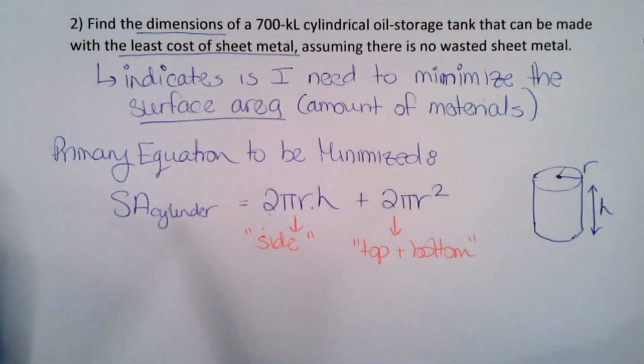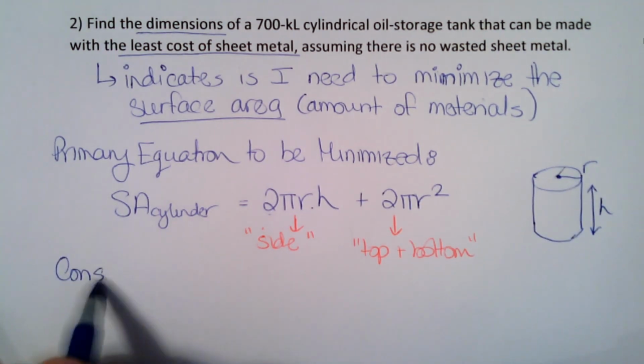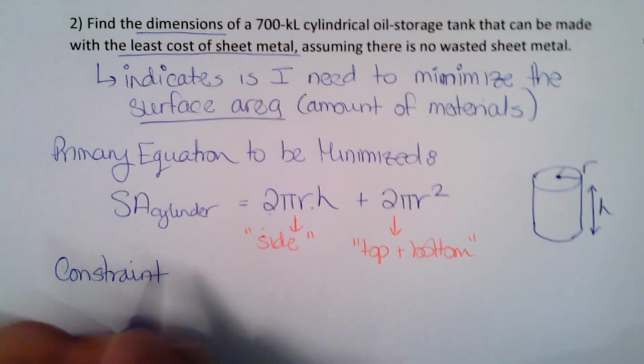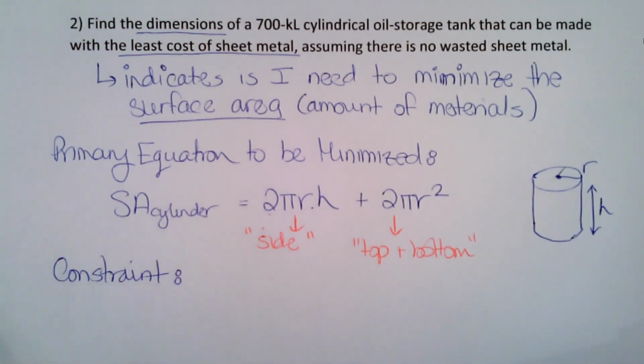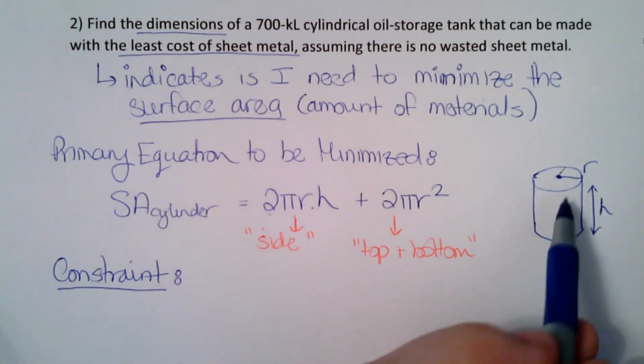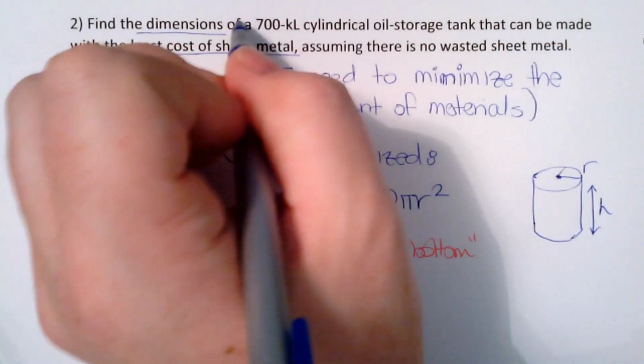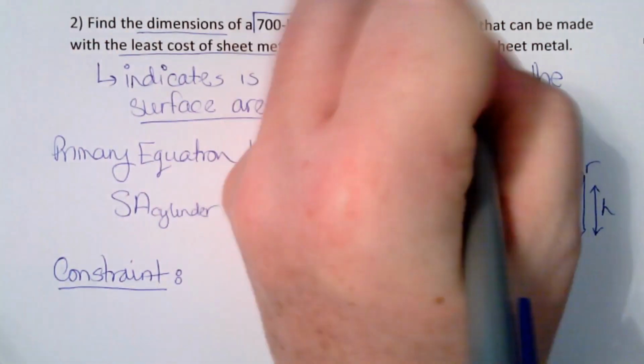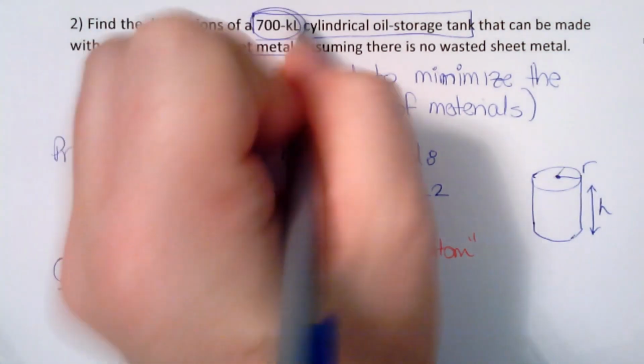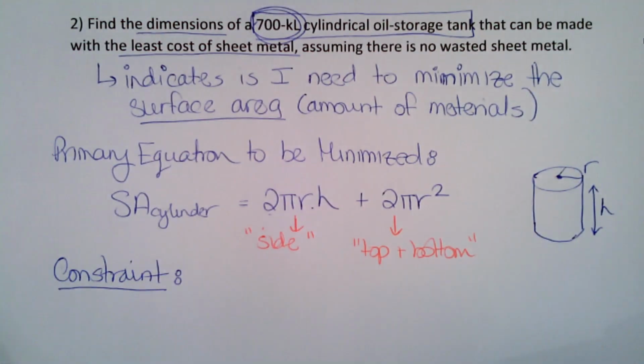But here's the thing. Here's what we didn't have before. Your job is to minimize the cost with a constraint. Why can't I just make the radius and height as small as I possibly can? Because you are constrained. You have to get dimensions for a 700 kiloliter cylindrical oil storage tank, which means you must be able to fit that much in the tank.